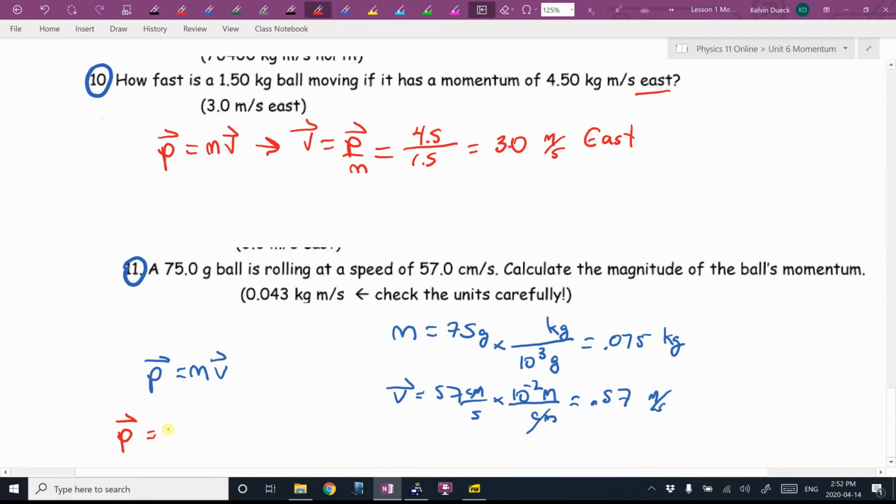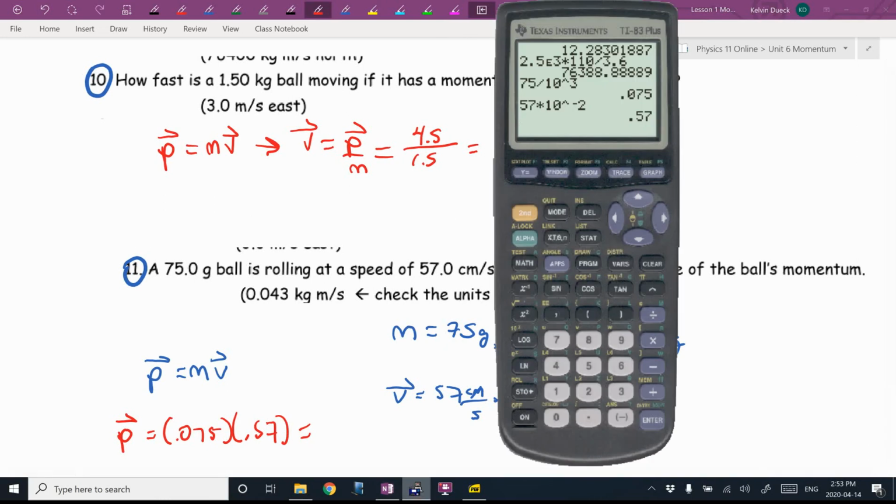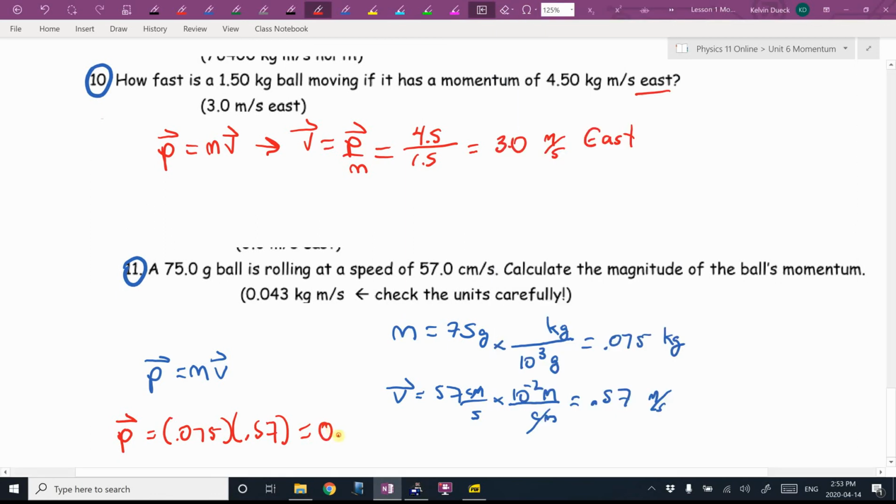Now, this is plug and chug. Momentum is going to be 0.075 times 0.57. Not a very big momentum. If you got hit by this ball, you'd be able to shrug it off pretty easily. And I get 0.04275. If I go to 2 sig figs, 0.043 kilogram meters per second.